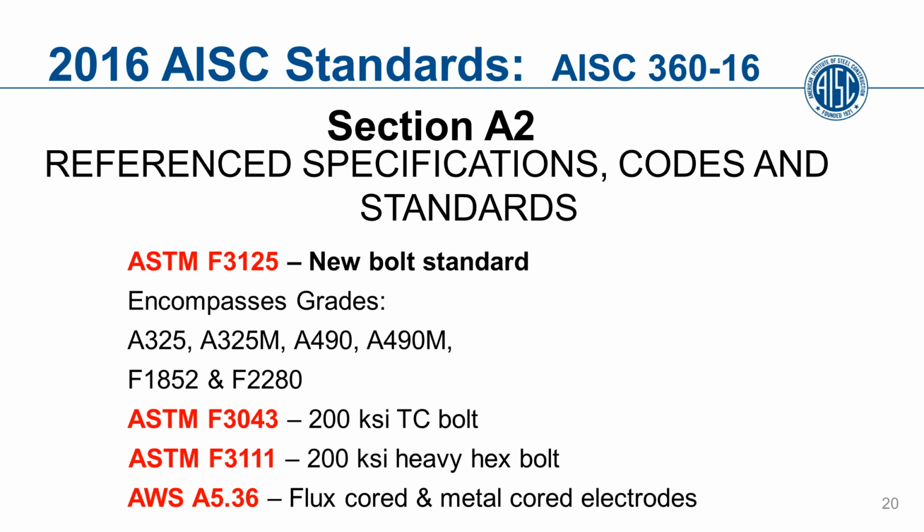Also added are ASTM F3043 and F3111. These are 200 KSI bolts. The F3043 are TC bolts, and the F3111 are heavy hex bolts. These are 200 KSI bolts. They're very strong bolts. They do have some limitations in use. Make sure you look at those standards before you use them.